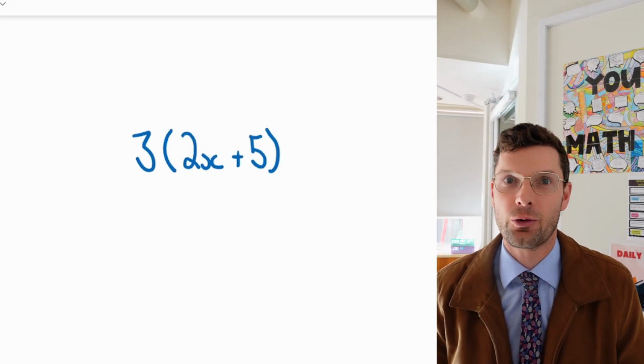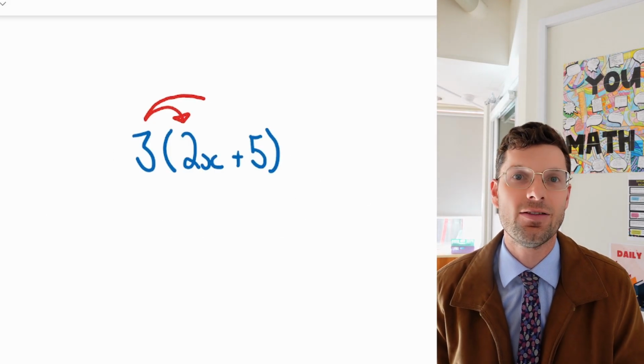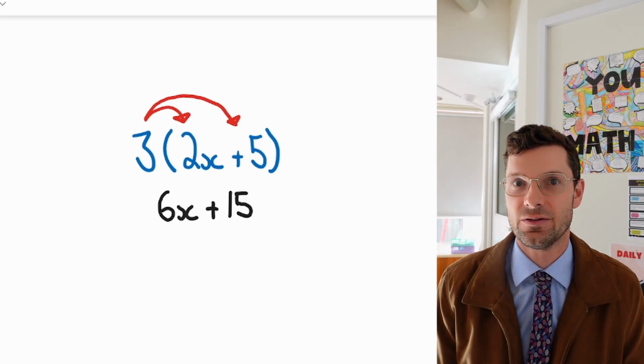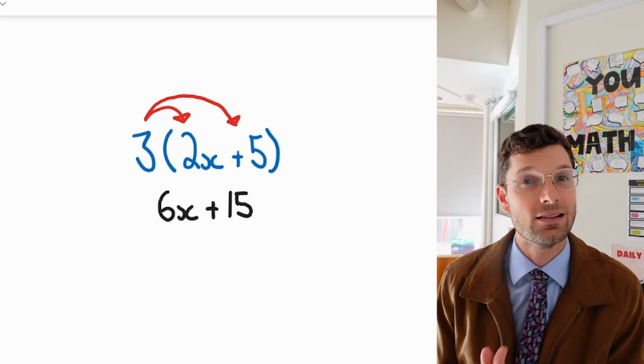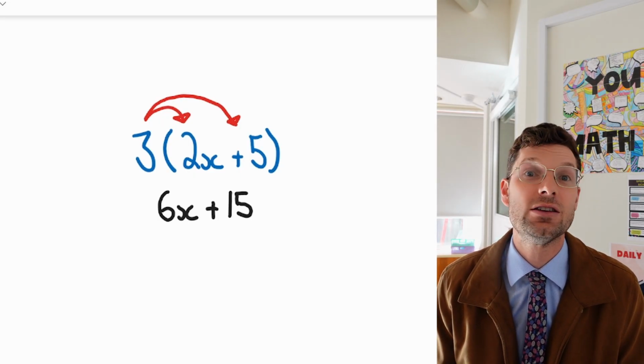For this example, we've got 3 bracket 2x plus 5, so the 3 multiplies by the 2x, and then the 3 multiplies with the 5. This just becomes 6x plus 15. Again, double check that that last number changes because that is the most common mistake students make when doing these easy expansions.